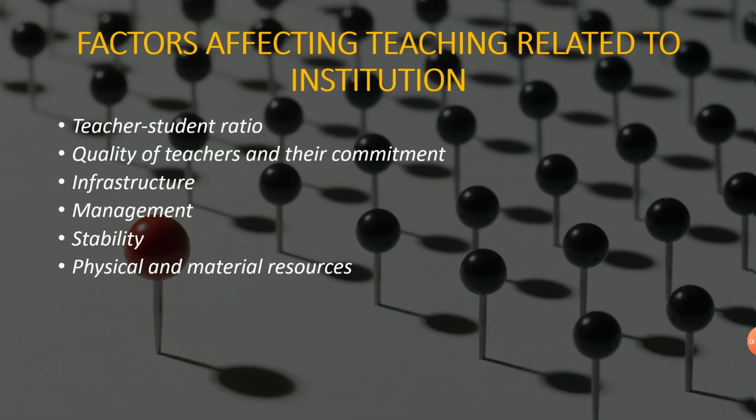Next, factors affecting teaching related to the institution. So this is the common thing. First, teacher student ratio. There is a prescribed ratio for better efficiency of the student. For a single teacher, it should be 20 or 30 students for very effective teaching. But up to 60 it is reasonable.